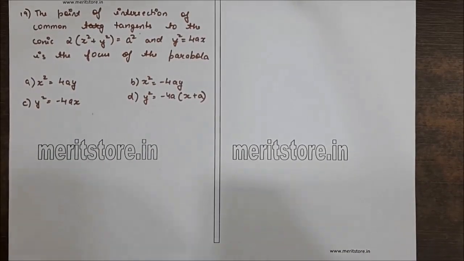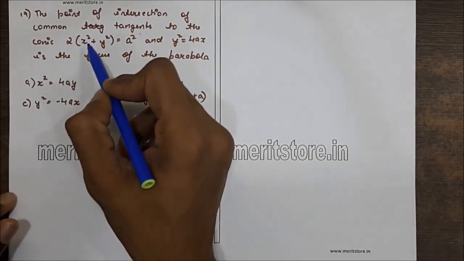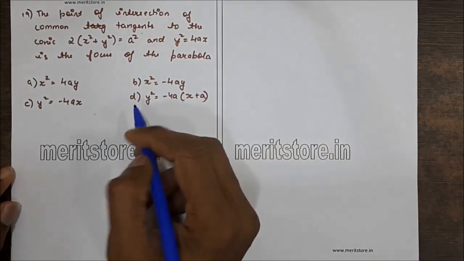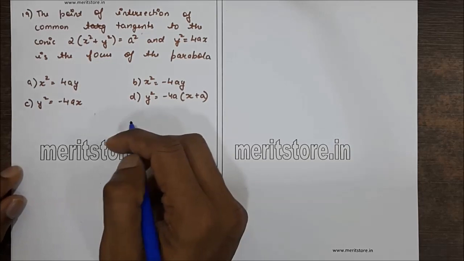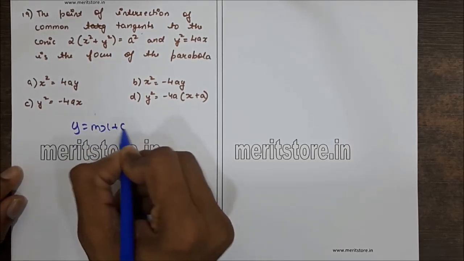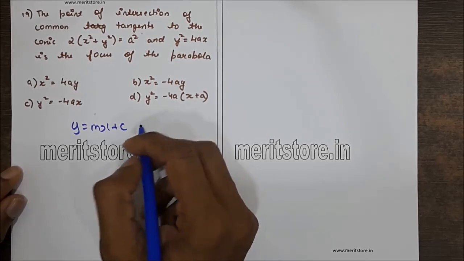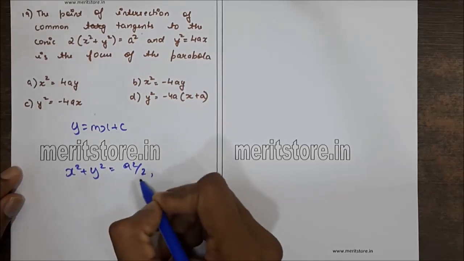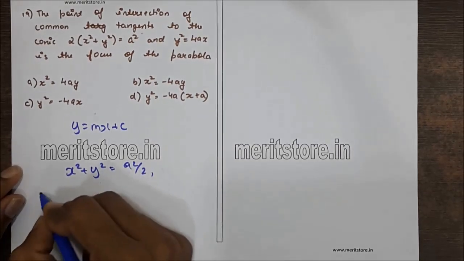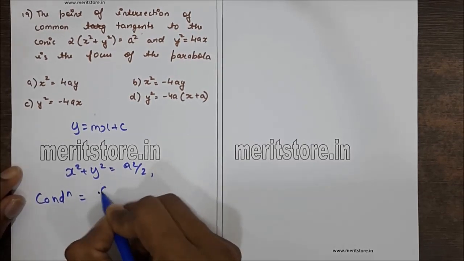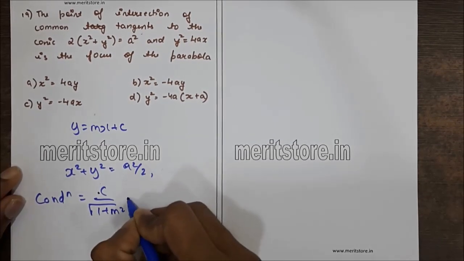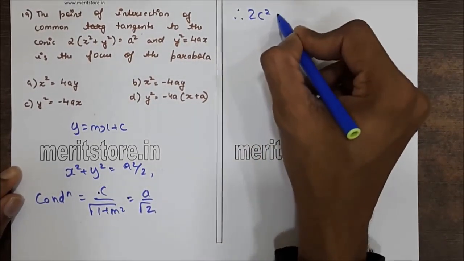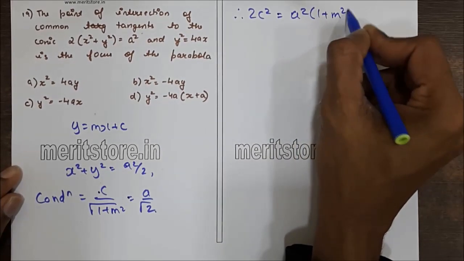Question 19. The point of intersection of common tangents to the conics 2x square plus y square equal to a square and y square is equal to 4x is the focus of the parabola. We have four options given in x and y. Let y equal to mx plus c be a common tangent for x square by a square by 2 plus y square equal to a square, and the condition of tangency: c upon root of 1 plus m square equal to a by root 2. Therefore we get 2c square equal to a square times 1 plus m square.